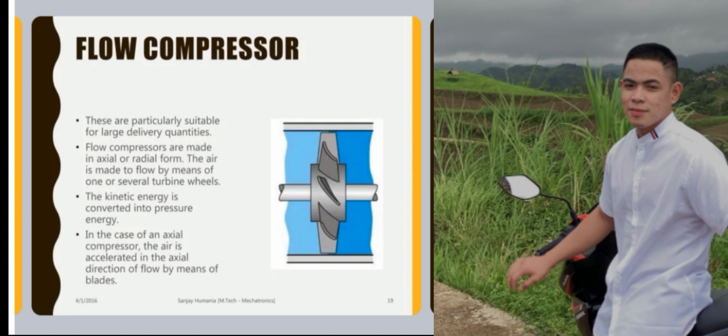Flow compressor. This is how a flow compressor looks. These are particularly suitable for large delivery quantities. Flow compressors are made in axial or radial form. The air is made to flow by means of one or several turbine wheels. The kinetic energy is converted into pressure energy. In the case of an axial compressor, the air is accelerated in the axial direction of the flow by means of blades.